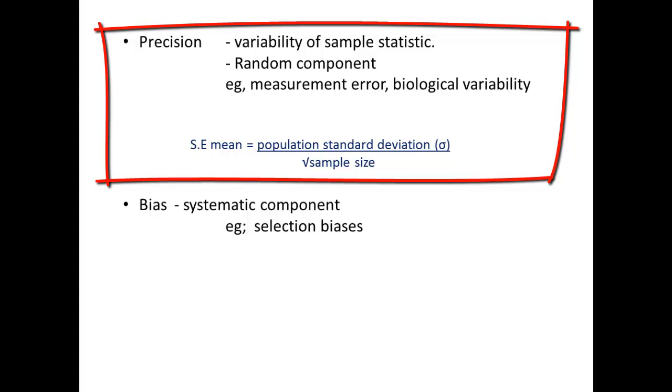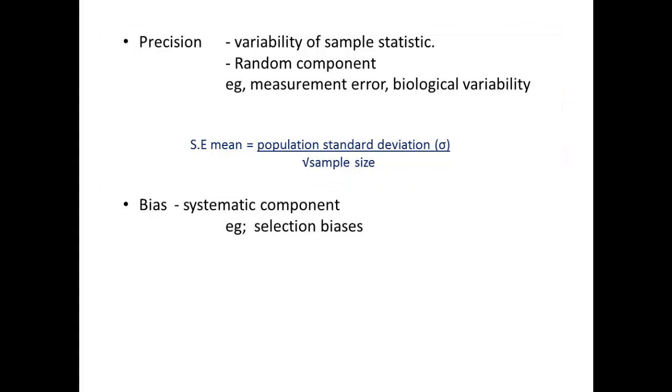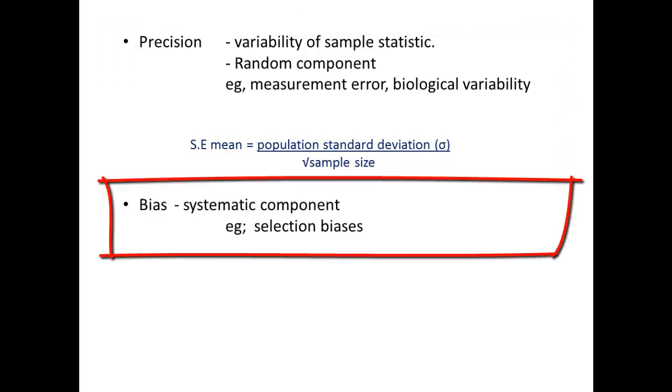But our sample statistic will only vary randomly around the true population value if we have not introduced bias into the study. So bias is a systematic component of the sample statistic. It describes how different on average any sample statistic will be from the population parameter. Some sources of bias are related to the sampling process, so-called selection biases. This might introduce systematic bias due to overrepresentation of certain individuals or observational units.